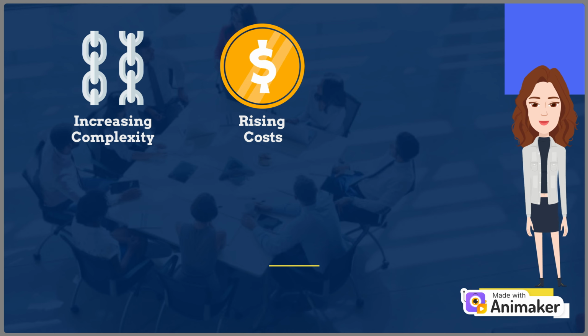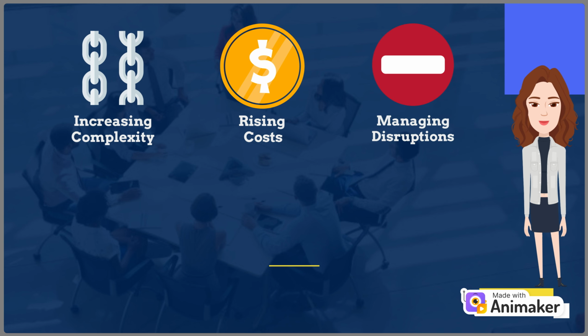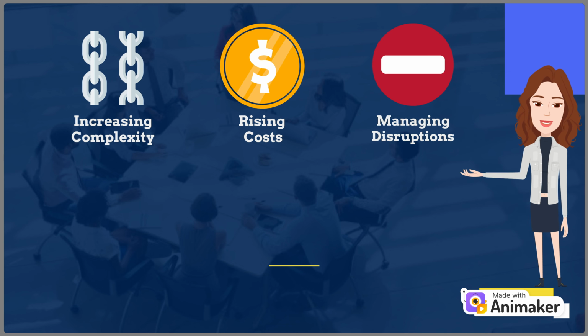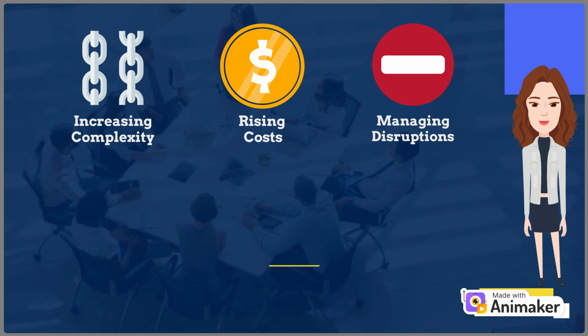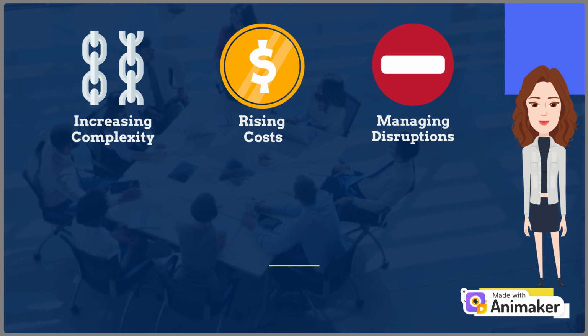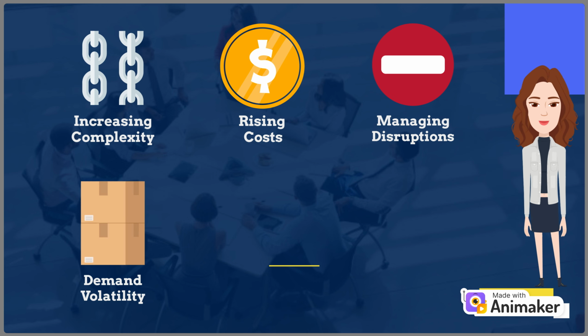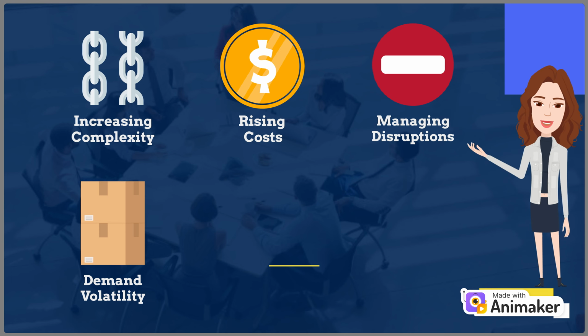Next, rising operational costs. Factors like fluctuating commodity prices, unpredictable currency exchange rates, and geopolitical uncertainties all contribute to higher expenses. Managing disruptions is another major issue. Supply chains are vulnerable to raw material shortages, transportation delays, and production interruptions, each of which can significantly impact both costs and efficiency.